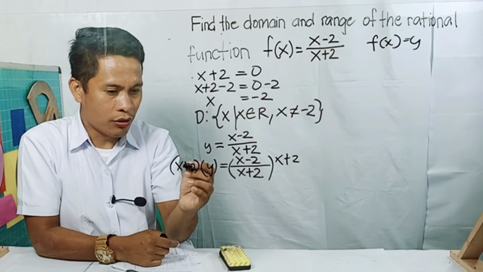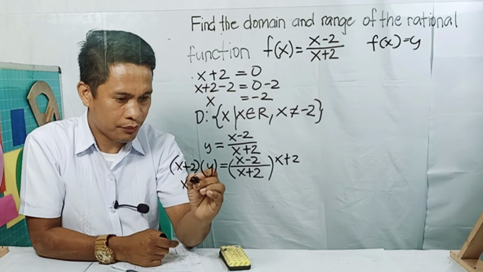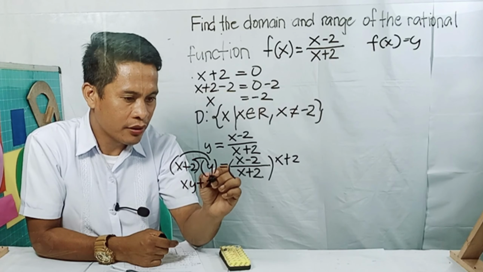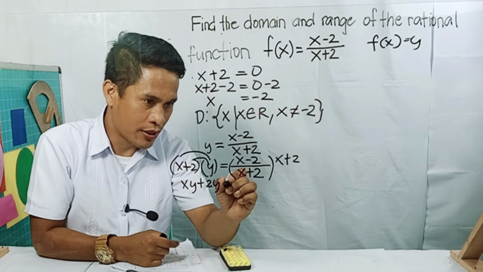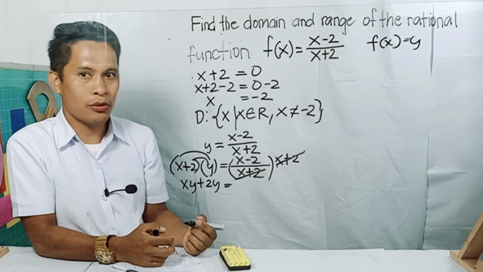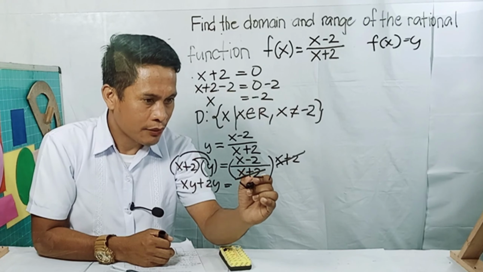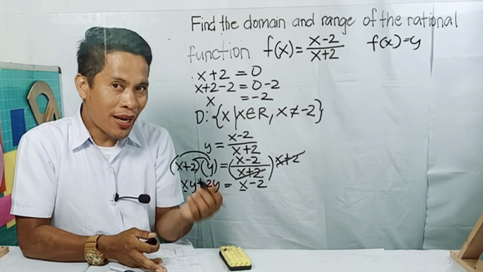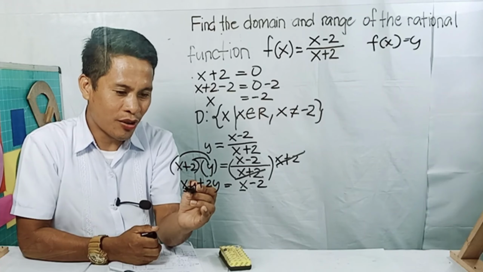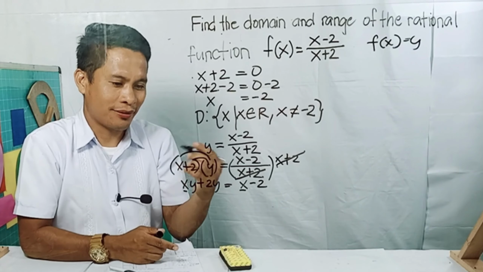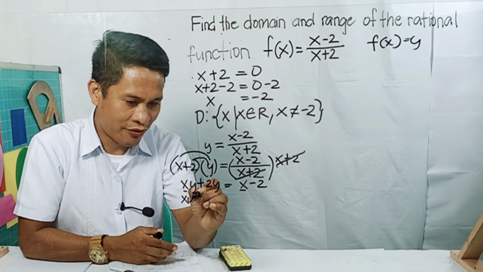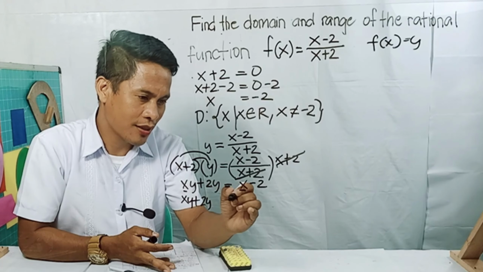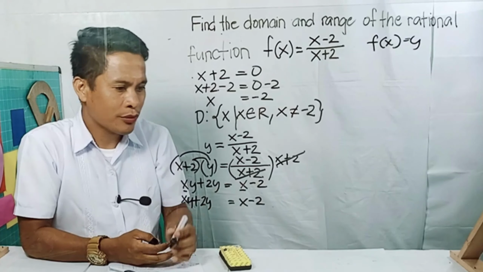Let's apply distributive law. x times y is xy, and 2 times y is positive 2y. Equals, cancel out x plus 2, bring down x minus 2. Now, let's combine terms that have variable x. Let's rewrite first so that you can see the step-by-step process: x minus 2.